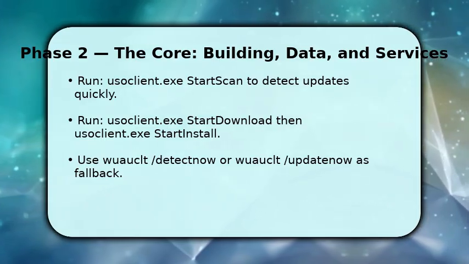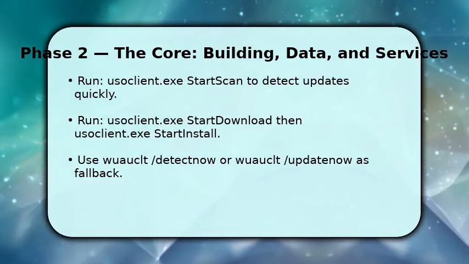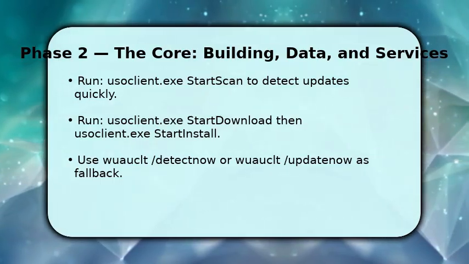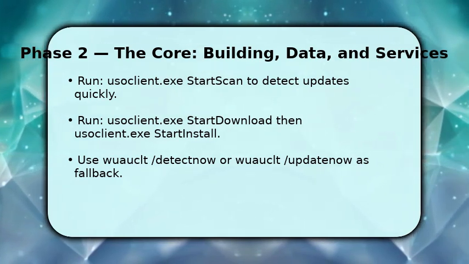If UsoClient is not present, run wuauclt /detectnow and wuauclt /updatenow as a fallback. Make sure to watch the console and wait between steps. Large updates can take minutes to hours, depending on connection and disk speed.